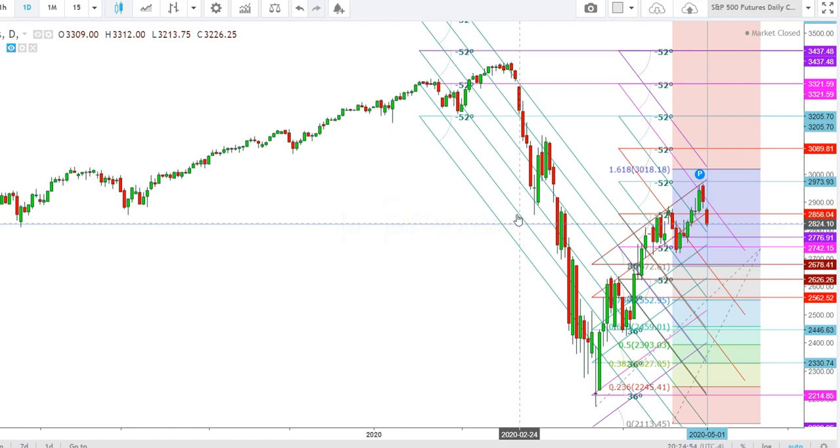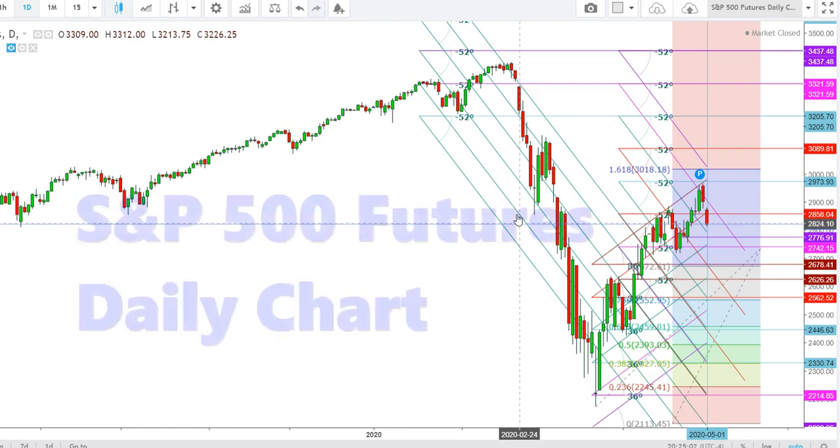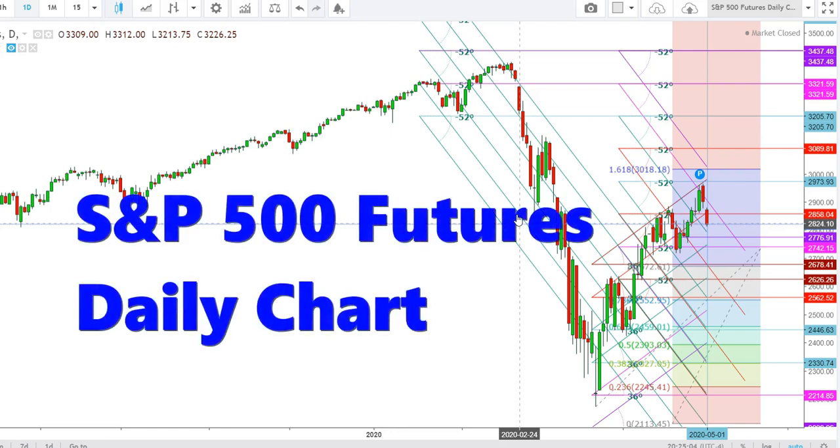Let us start the day to analyze the movements of S&P 500 futures in different time frames. So friends, here you can see a daily chart of S&P 500 futures. This is the same chart in which I presented my last analysis on S&P 500 futures, in which I explained the support and resistance levels of S&P 500 futures.